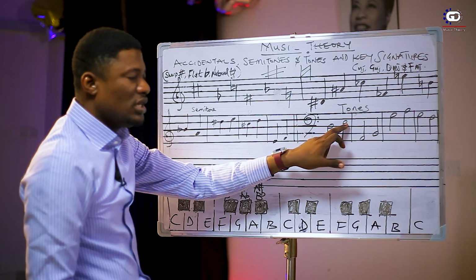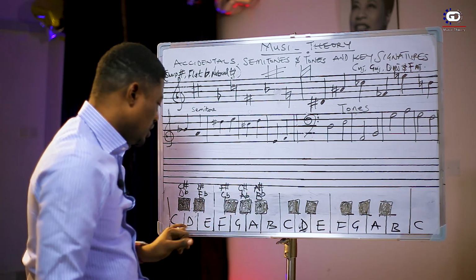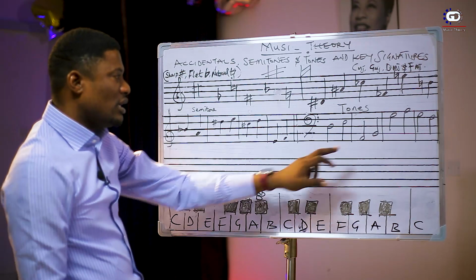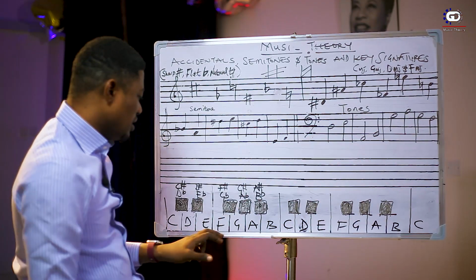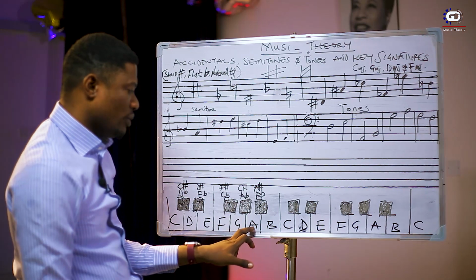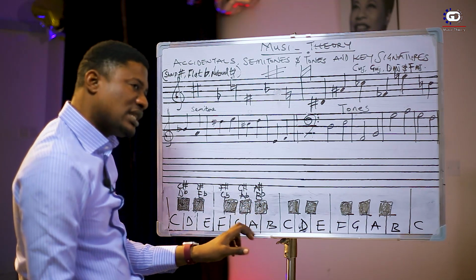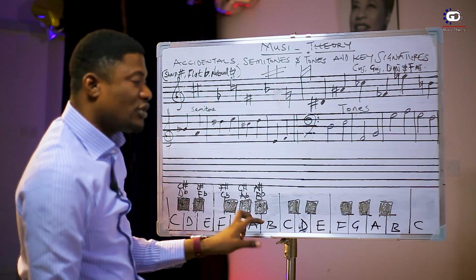See, D to E, is it a tone or semitone? D to E is a tone because there's a black key in between, right? A to B is a tone because from A to A sharp is a semitone, A sharp to B is another semitone. That's two semitones, gives you a tone.